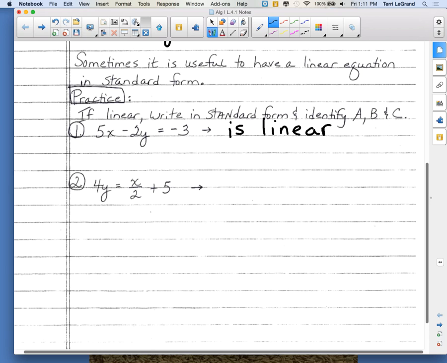If it passes every test, then you say it's linear, and then if it is linear, you put it in standard form, and you identify the A, the B, and the C. Standard form was what we just wrote up there: Ax plus By equals C. The x's and y's are on the same side together. The constant is over there by itself. Is this in standard form already? It really is, isn't it? Yeah. This is already in standard form, except here's what we're going to do.